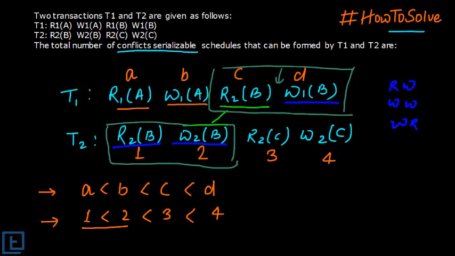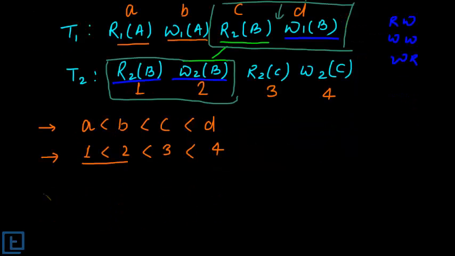Now another point here. This will be in order in the T2 transaction, and this CD will be in order. So we can conclude that this D should be performed before this 1. So we have another constraint, which is that D should be less than 1.